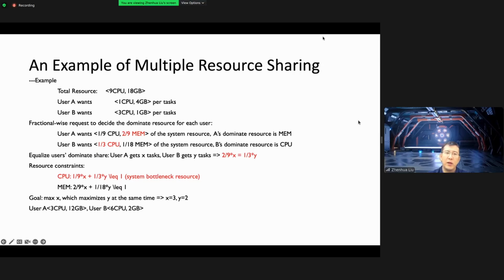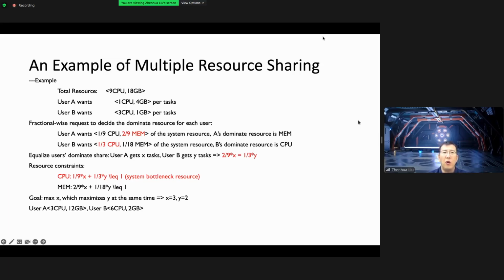Right? And we also have the resource constraint, right? Because you sum them all, the CPU resource and the memory resource, they should be less or equal to 1. And so basically now, from the equalization of the dominant share, you can get that x should be 1.5 times y. And then you put them in, you get the constraint, right? And then you try to maximize x, which at the same time also maximizes y. You get x equal to 3 and y equal to 2. It's the largest you can do.